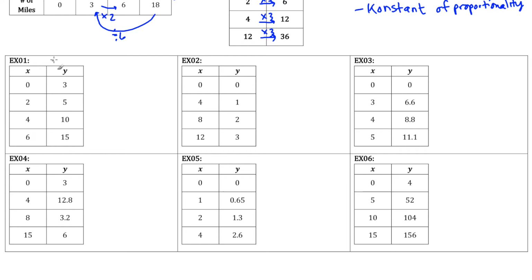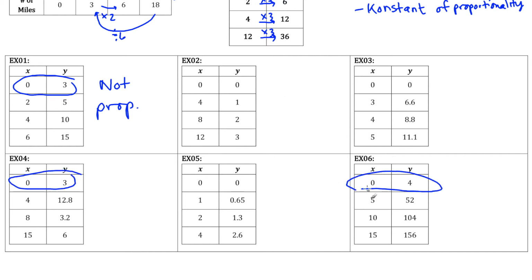Let's look at example 1. Example 1 has 0, an x and a y. 0, 3. Well, first, it doesn't go through 0, 0. So this one is not proportional. So let's look for any others actually that don't. Oh, this one and this one. So this one's not, and this one's not.